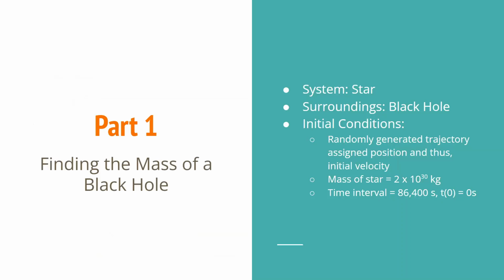For Part 1, which had the objective of finding the mass of the black hole around which a star orbited, the first step in performing this was to identify the system and surroundings. My system, for the majority of this, was the star, as I calculated the net force of the black hole acting on it through its motion and change in momentum in order to eventually link it back to the black hole's mass. The black hole was the surroundings, and the initial conditions were randomly generated by the trajectory assigned to my star, but the mass of the star and the time interval of 1 day are listed here.